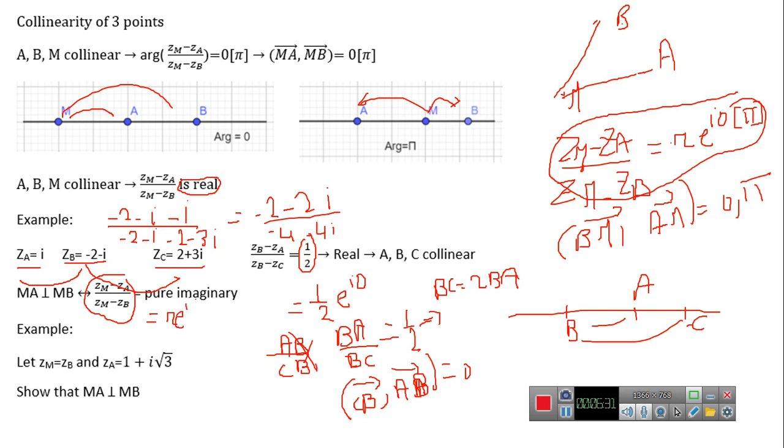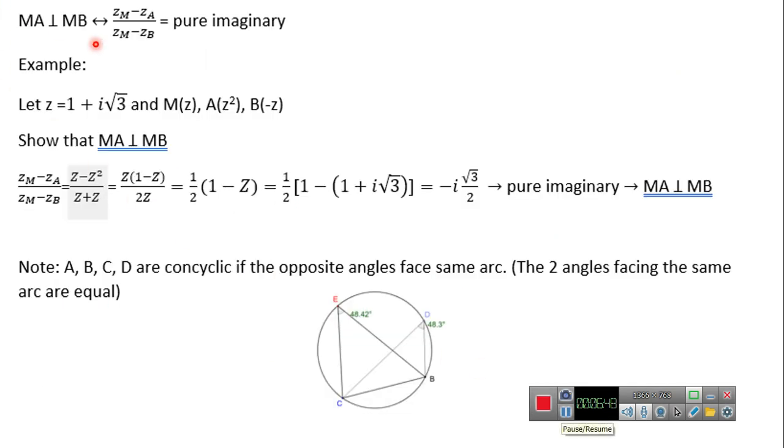And if they are perpendicular, certainly it must be pure imaginary. Why pure imaginary? To have e^{i pi over 2}, plus or minus pi over 2. So in that case we can say that the angle between MA and MB is equal to plus or minus pi over 2. In that case MA and MB are perpendicular.